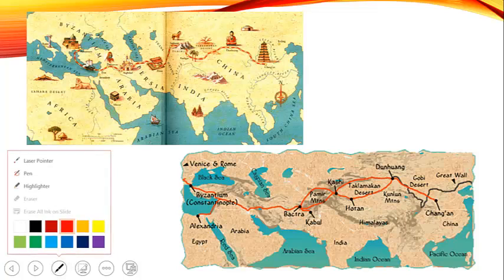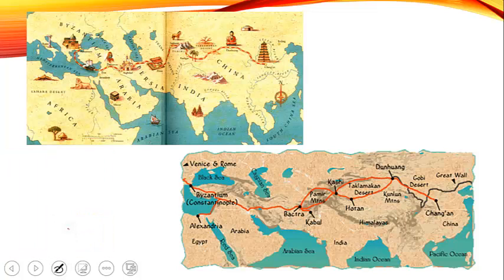Here we have two maps of the Silk Road. You'll notice that it starts here in China, and it goes all the way over here to Greece and Rome in Europe. The same is true for this second map. It starts over here in China, it takes a couple different paths, and still ends up over here in the Mediterranean Sea in Europe.